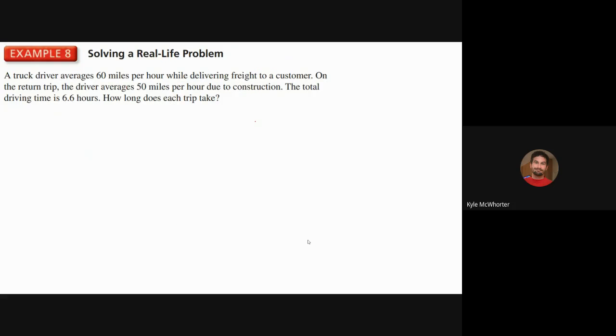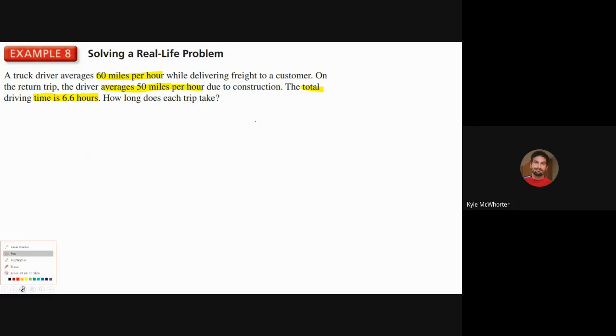Okay, let's do this. Big old word problem. A truck driver averages 60 miles per hour while delivering freight to a customer. On the return trip, he or she averages 50 miles per hour due to construction. The total driving time is 6.6 hours. How long does each trip take?